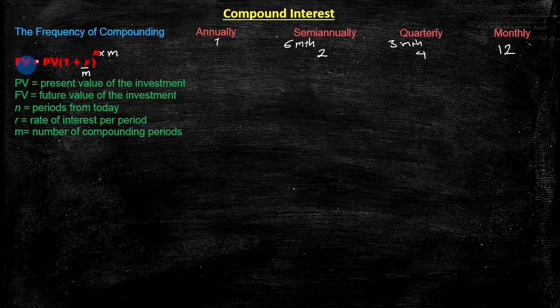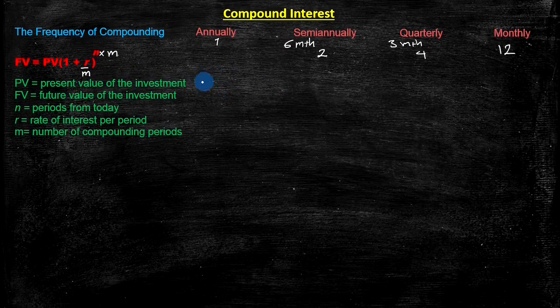All right, PV, present value of the investment, whatever we're starting with. FV, future value of the investment. N, periods from today. R, rate of interest per period. M, the one that we just added, number of compounding periods. And it's pretty simple, really. Let's do one example so we know what we're doing here.